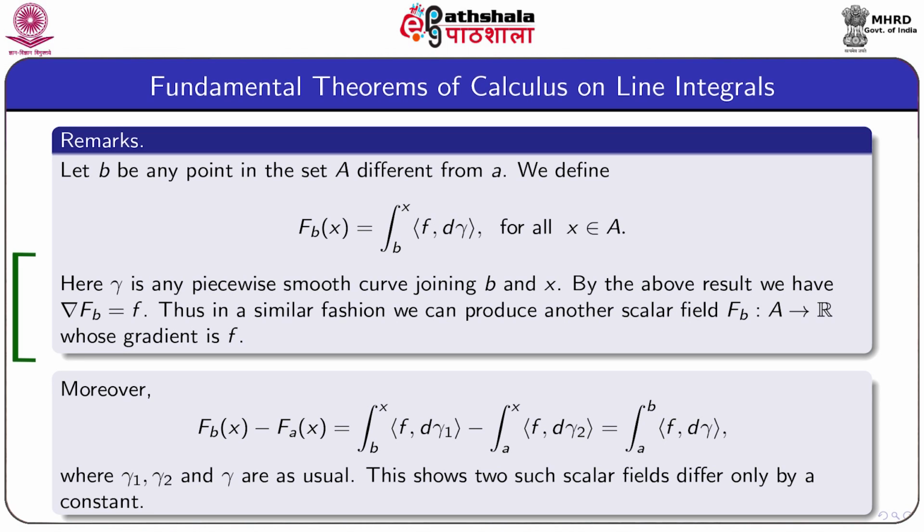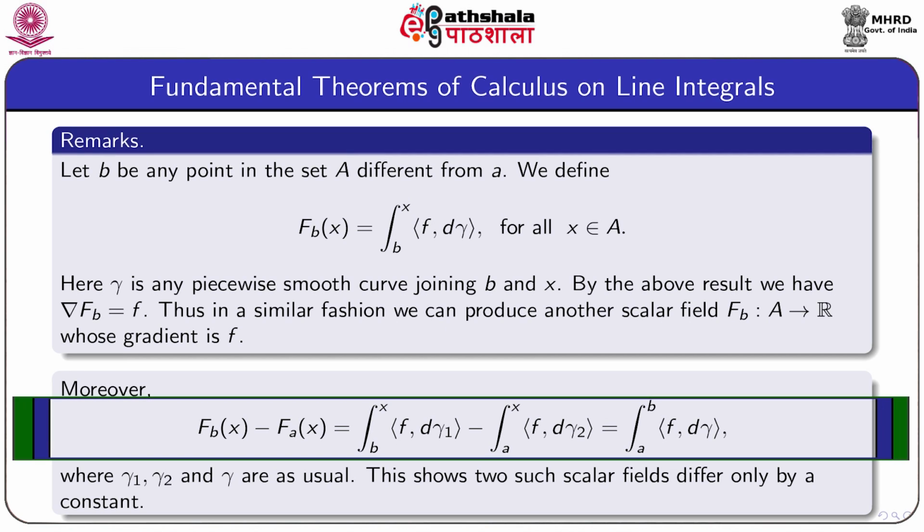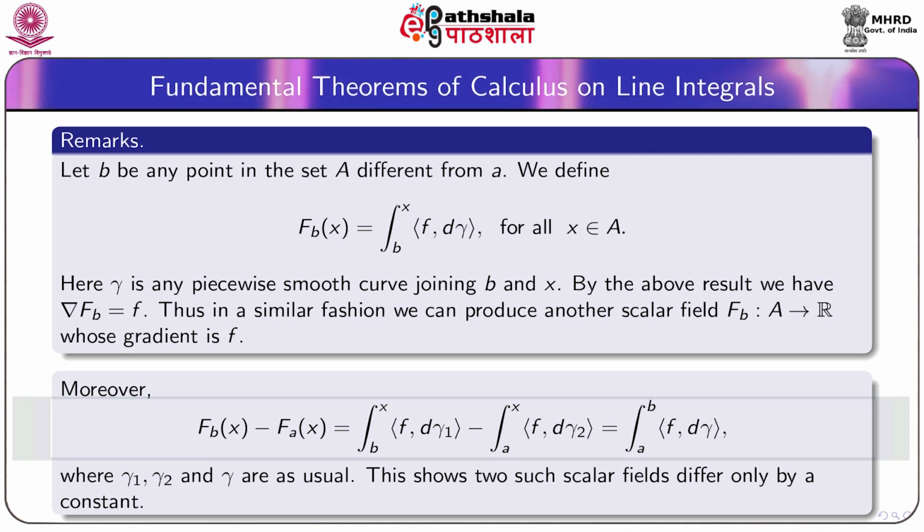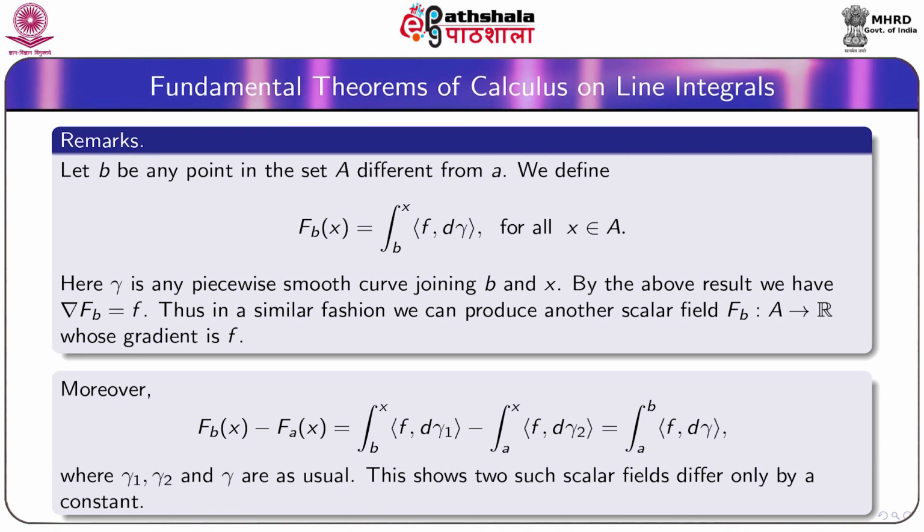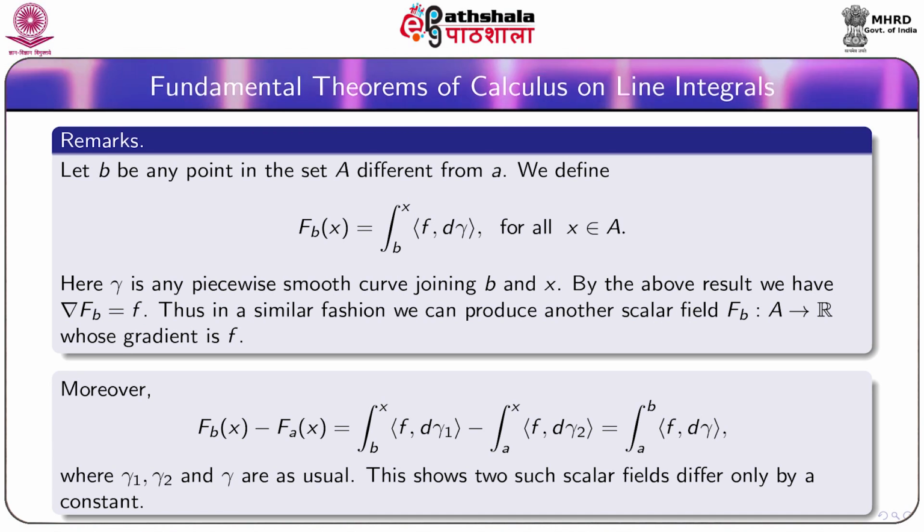Thus, in a similar fashion, we can produce another scalar field f_b from A to R whose gradient is the same vector field f. Moreover, f_b(x) minus f_a(x) equals the line integral from b to x of f dγ1 minus the line integral from a to x of f dγ2, and that is the integral from a to b of f dγ, where γ1, γ2 and γ are as usual. This shows that two such scalar fields differ only by a constant. So, we have discussed fundamental theorems of calculus for line integrals. With this, the module comes to an end.